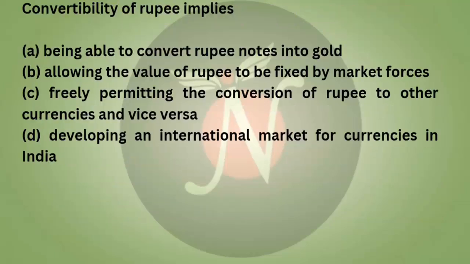Now we will discuss yesterday's question, which said that convertibility of rupee implies. So the correct answer for this particular question is C. It means freely permitting the conversion of rupee to other currencies and vice versa.